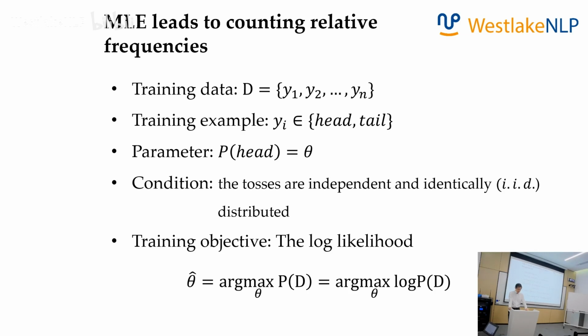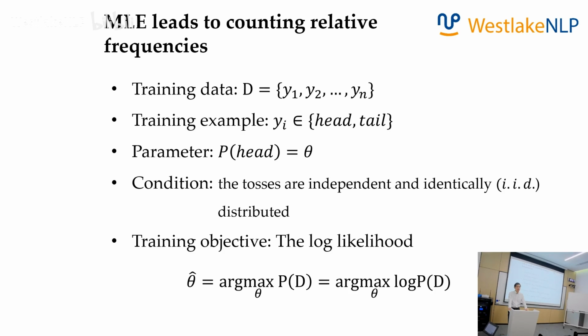Given that, we can formulate a machine learning problem. You have a model with parameter theta, and you have a set of training data, which we call y1, y2 until yn. So this n can be 100 if you toss it 100 times, but it can also be another number. And you maximize something in order to estimate theta. So what is this something?